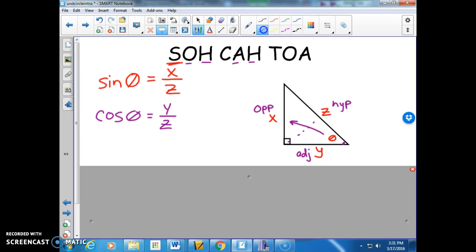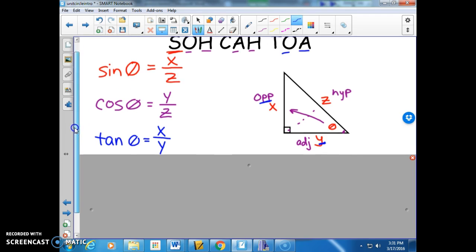Okay, tangent is the one that's a little bit different. So the tangent of theta is O over A, so there's no hypotenuse there. So opposite, which is x, over adjacent, which is y. So we have x over y. It's kind of a combination of sine and cosine, which we'll get into a little bit more in depth. And now we're going to go ahead and do some problems with it.